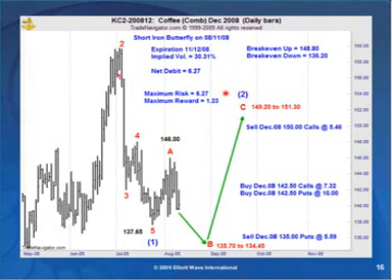So the maximum risk is 6.27. The maximum reward in this case was 1.23 points. Not a great risk-reward, but a lot of that had to do with these puts that we bought that were actually in the money already. You're not going to get fantastic risk-rewards on these, but your chances of actually getting a reward are high because you're positioned for a move either way.